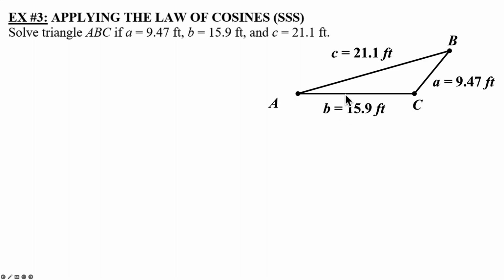So I draw it out as close to scale as possible, if you will. Make sure 9.47 is the shortest side. 21.1 is the longest side. Because what we want to do is realize, hey, angle C has the opportunity to be an obtuse angle. This is the angle you have to find first.